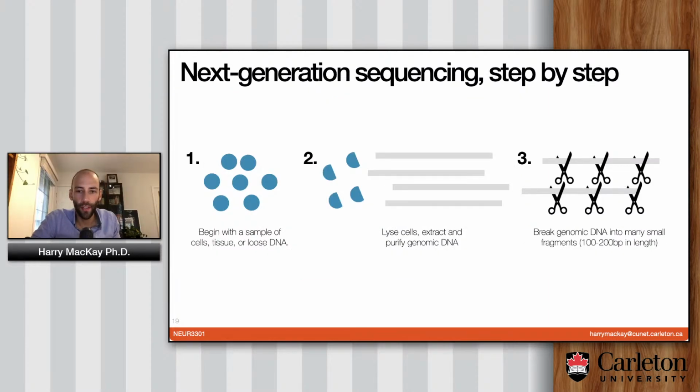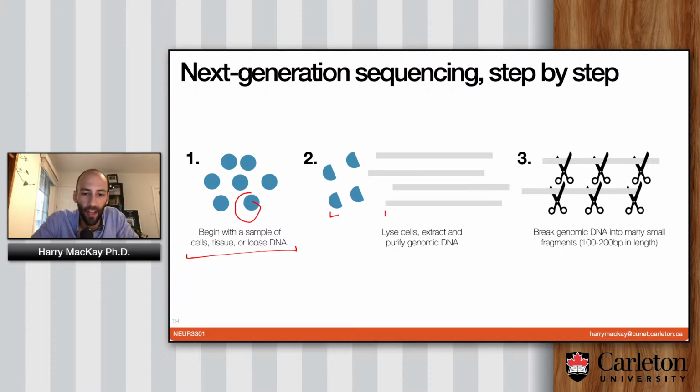So let's get into the chemistry and the way this works on a step-by-step level. As always, you begin with a sample. The sample could either be cells from a cell culture, or it could be a piece of tissue, or it could be DNA you got any other place. I've got these little circles here. These represent cells. Maybe they could be scrapings from the cheek, or they could just be whatever you like, right? That's the first step. The second step is you have to lyse the cells and purify the genomic DNA.